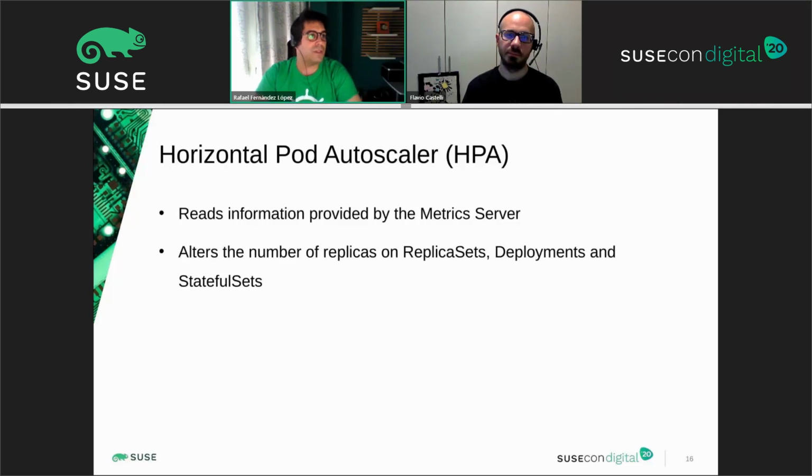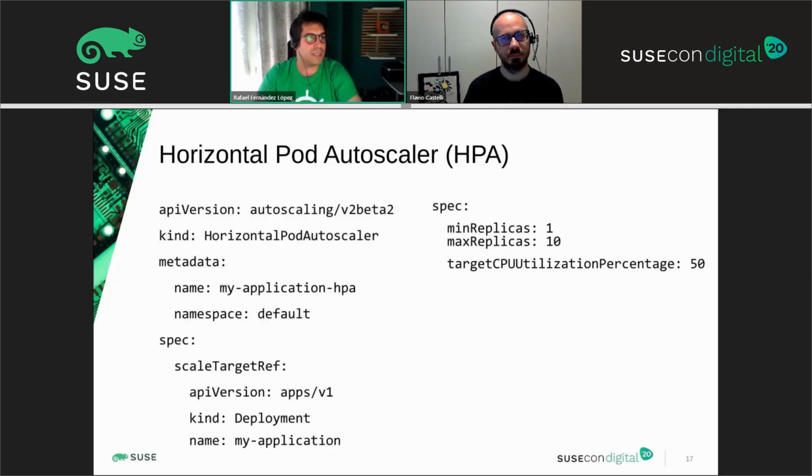The horizontal pod autoscaler will alter the number of replicas automatically on replica sets, deployments, and stateful sets. Again, this is a component that only does this, and Kubernetes will do the rest. Right now, if you manually change your replica number on a deployment from 3 to 5, Kubernetes will create those pods, or the other way around: if I have 5 and I set 3, it will remove 2 of them. So the horizontal pod autoscaler is only patching this part of the resources on replica sets, deployments, and stateful sets.